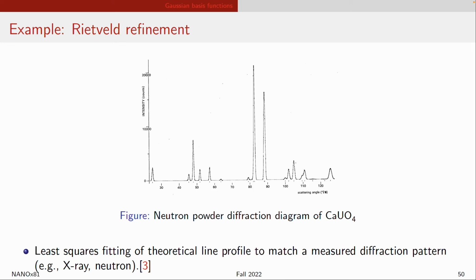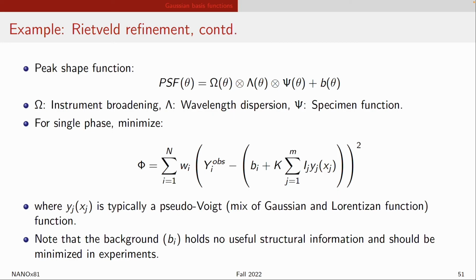Okay. Now, the way that Rietveld refinement works is basically you define what is called a peak shape function. The peak shape function is this multiple convolution of several different functions plus some background. Okay, so you have one function that corresponds to instrument broadening, another one corresponding to the wavelength dispersion, and another one corresponding to the specimen function. And all you want to do is basically plug this into this summation over here.